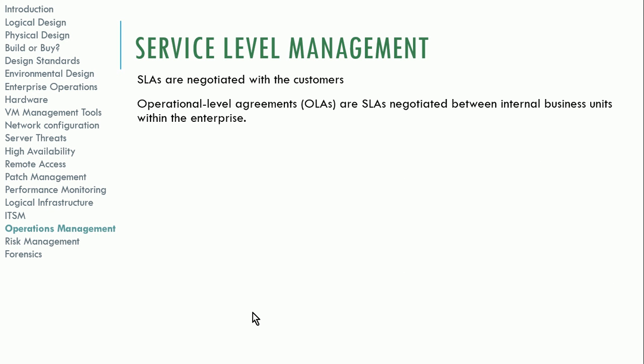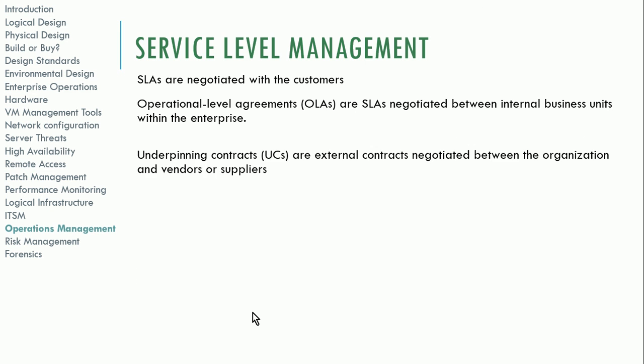So an OLA, or an organizational level agreement, is like an SLA, but it's negotiated between internal business units. So if you're working in an IT organization and you view the departments and divisions within that organization as customers, you might have an OLA within your organization. So you make a commitment to your customers within the organization on what they can expect from your services, from your IT services.